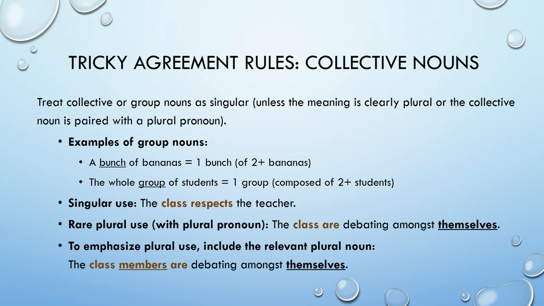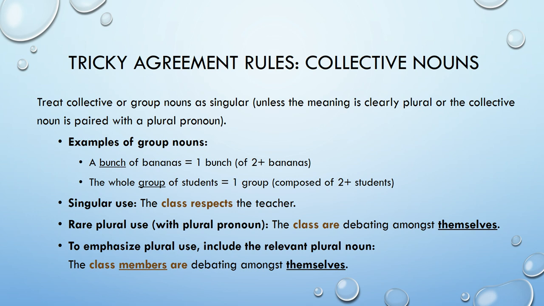Another tricky one would be collective nouns. So when you have a group of something, the individual items multiplied would be plural, but if you're talking about the group in total, it becomes a collective noun, which means that it should be singular. So examples of groups of nouns: a bunch of bananas. If you have more than one banana, it's usually plural, right? But in this case, we're talking about a bunch, so it's singular. We're talking about the bunch here.